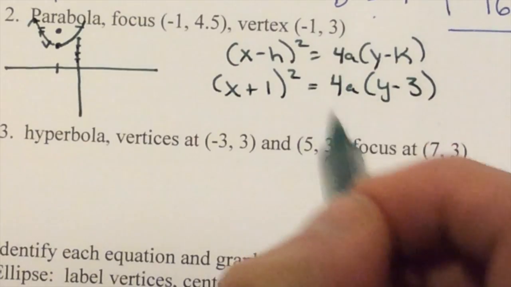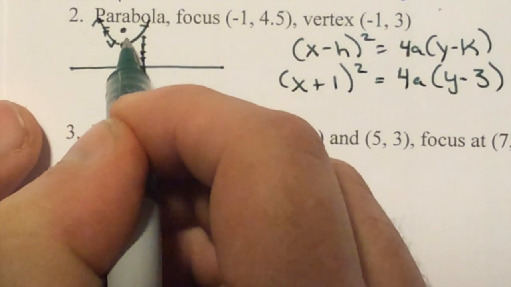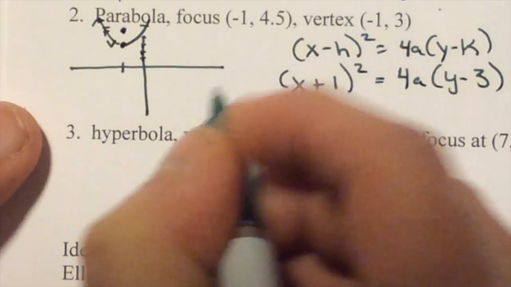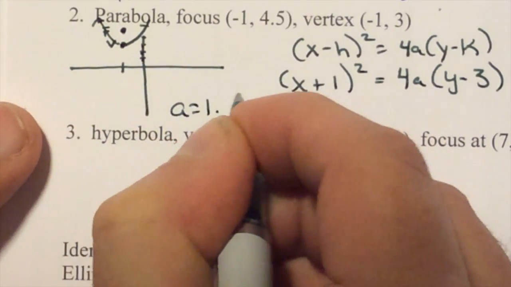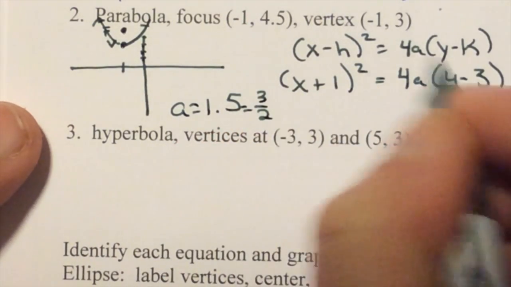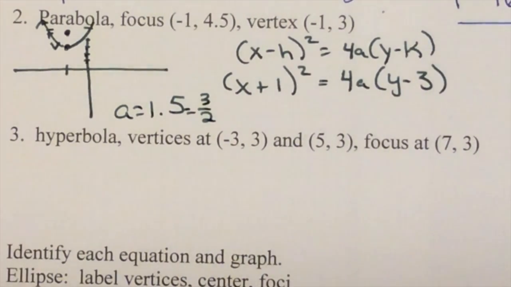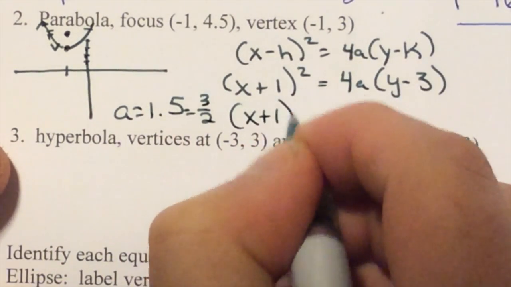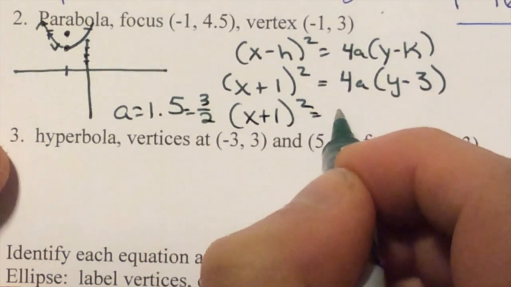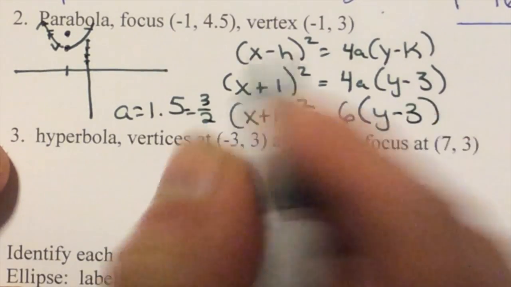Now I have to find out what a is, so I look at the distance from the vertex to the focus, and I count. That's 1.5, so a is 1.5, or another way to write that is 3/2. So if I plug a into my equation, I'm going to get (x plus 1) squared equals 4 times 3 is 12, divided by 2 is 6. So I get 6 times (y minus 3).